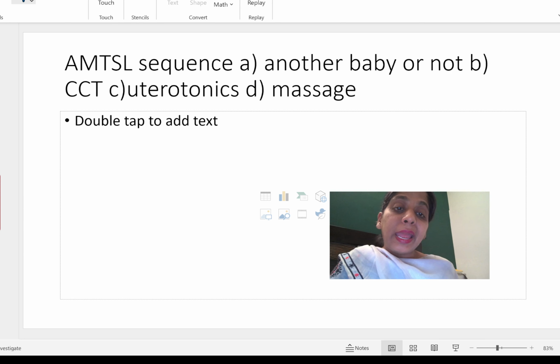Number two, we give uterotonics. Almost all of you have read that line: after the delivery of the anterior shoulder, we give the uterotonic. So the second point is uterotonic, and third is controlled cord traction. And once the placenta is out, we do massage. So the order is number 1, is there another baby or not, number 2 is uterotonics, number 3 is controlled cord traction, and number 4 is massage.